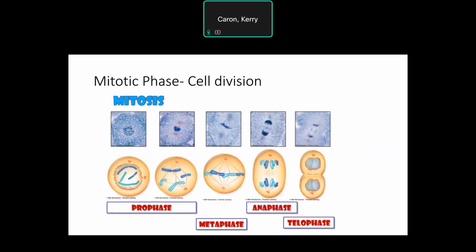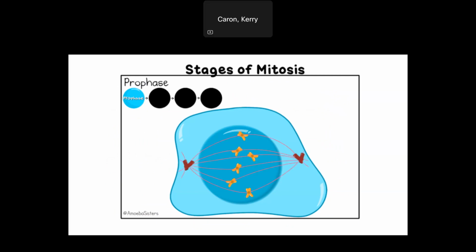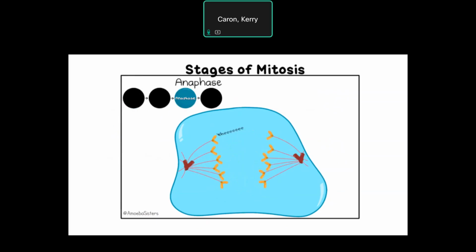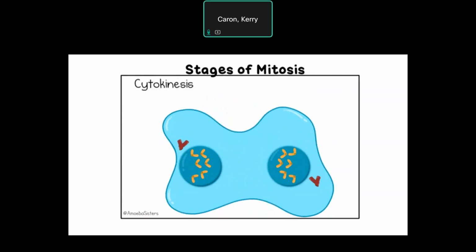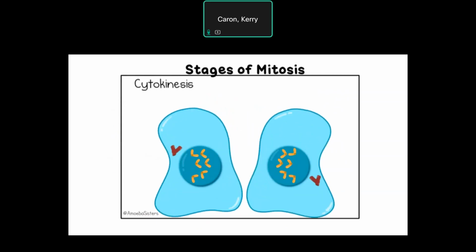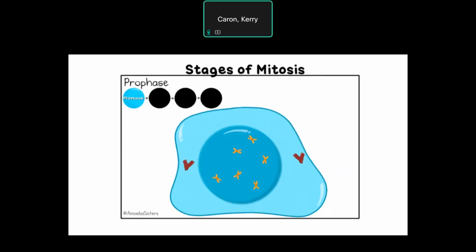Now we have prophase, metaphase, anaphase, and telophase. This is the cell division part. And the first pictures are what it looks like under a microscope. So this animation I like. It kind of shows it. Okay. So cytokinesis is the last part where the two cells divide.